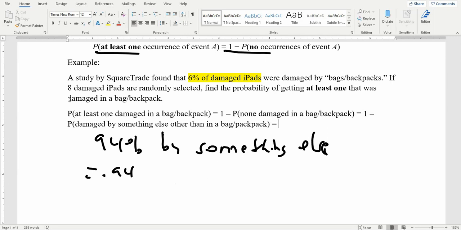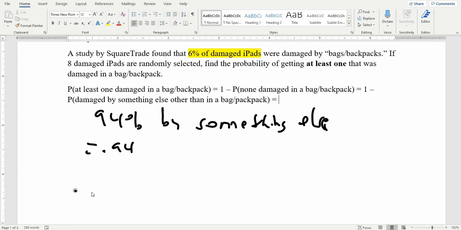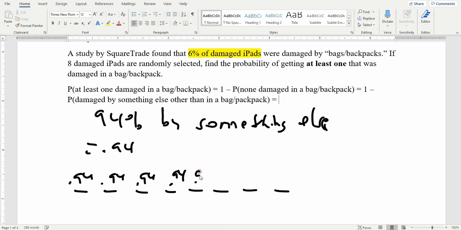And how many of them were there? There were 8. So I'm going to do it like this. For the first one, second one, third one, fourth one, fifth one, sixth one, seventh one, eighth one. The probability that the first one was damaged by something else is 0.94. The second one is also 0.94, and so is the third one and the fourth one. In fact, all 8 of them have the same probability of being damaged by something else other than a bag or backpack. There's a fundamental counting principle that you may have already studied, that says if you want the first one damaged and the second one damaged and so on, this is all multiplication.